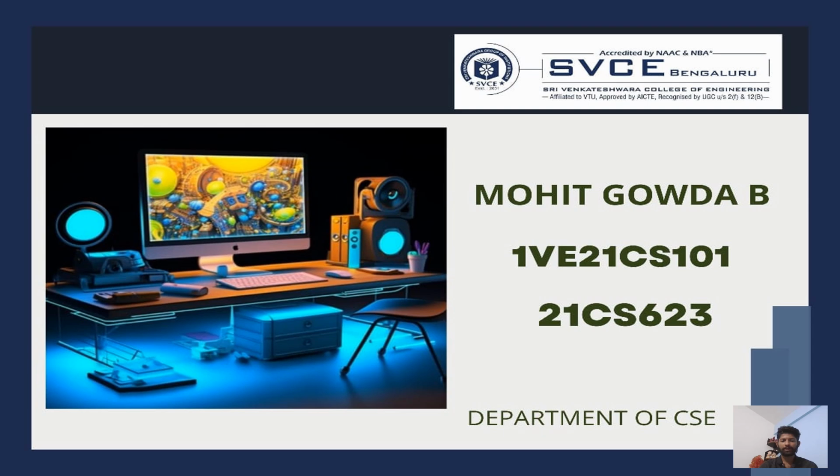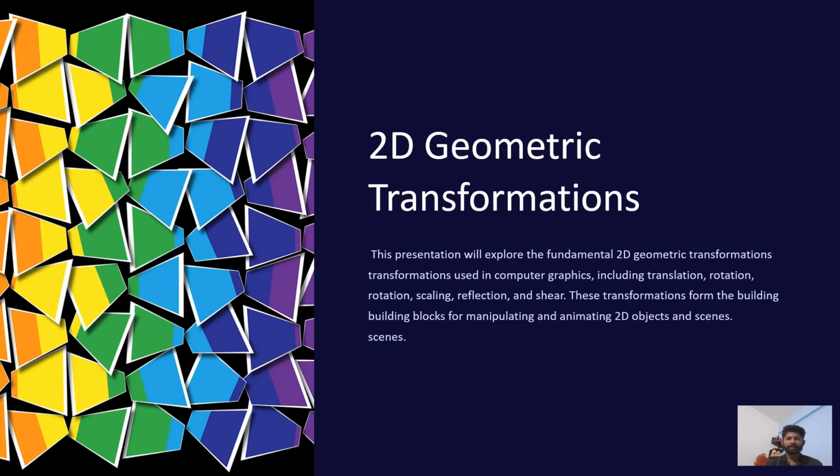Today we are going to learn about computer graphics and image processing. So, in computer graphics and image processing, let's learn about 2D geometric transformations. In this presentation, we'll explore the fundamentals of 2D geometric transformations used in computer graphics, including translation, rotation, scaling, reflection, and shear. These transformations form the building blocks for manipulating and animating 2D objects and scenes.